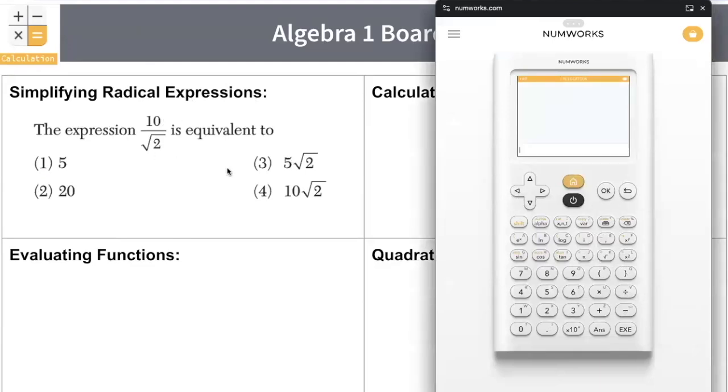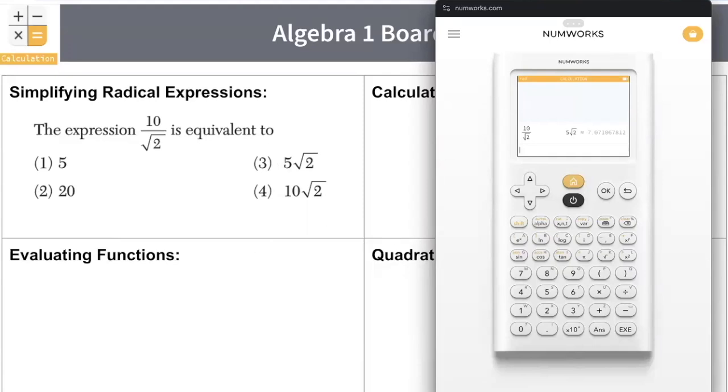When you go to calculation and you type in this expression, the first thing you'll need to do is set up a fraction template. So to do that, you can click on the division symbol. That's going to create a template where you can then type in the question. So I'm going to do 10 divided by the square root. Your square root button is right under your comma and above your parentheses. So I would do square root of 2. And the calculator is going to rationalize that denominator. So you have 5 square root of 2, and your answer would be number 3 for that question.